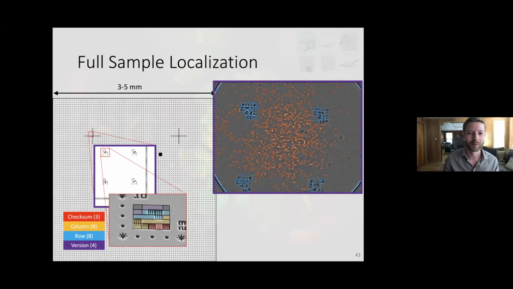And we can grab the position of it in this frame and, using machine vision, correlate that to these QR code-like markers, or these location markers, to translate that position in the frame to a position on our diamond chip. And we do this for every possible spot on the diamond.